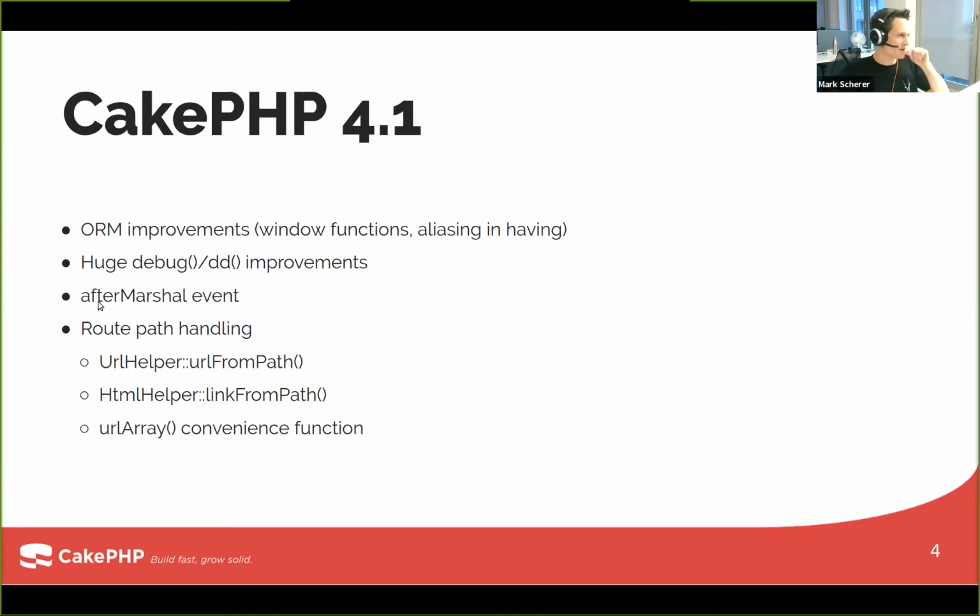We have a new afterMarshal event that helps to set error messages into the entity before it's actually stored, before the saving continues, so to speak. Because in beforeSave, you shouldn't really interact with the entity anymore. It's not really reliable. So I can also show an example of that if you want to.